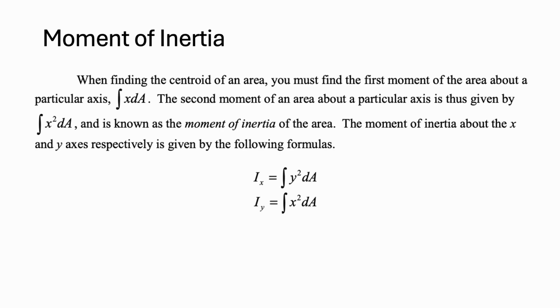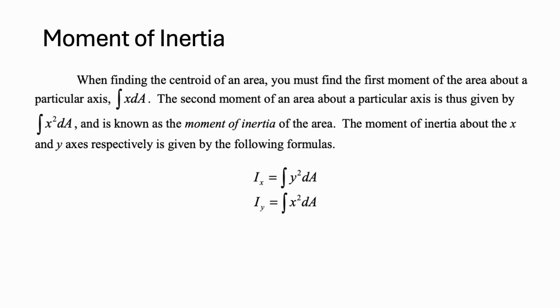When finding the centroid of an area, you must find the first moment of the area about a particular axis, that is integral x dA. The second moment of an area about a particular axis is thus given by integral of x squared dA and is known as the moment of inertia of the area. In some of my previous videos, you saw that moment of inertia is resistance to bending.